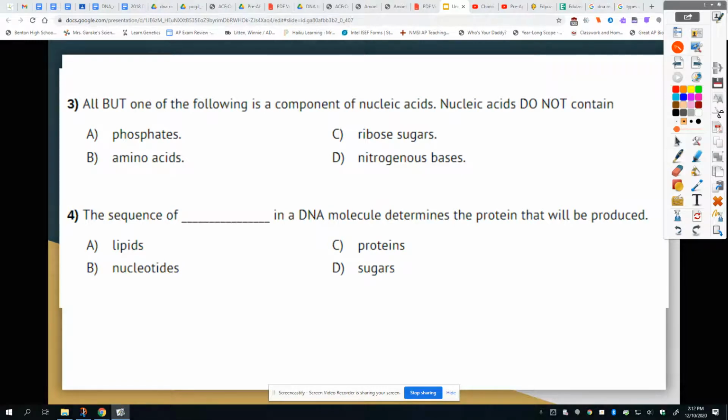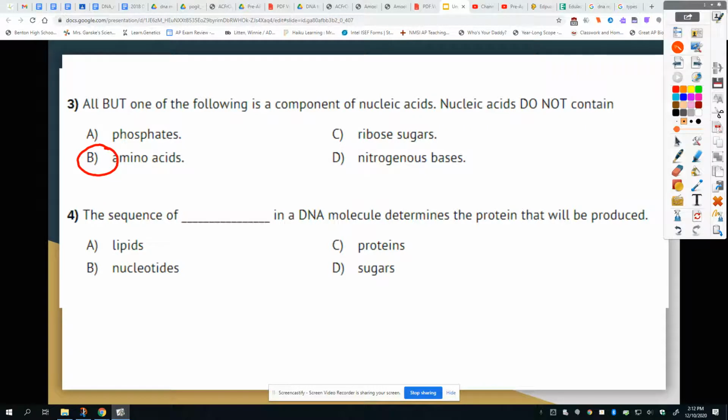Number 3, all but one of the following is a component of nucleic acids. Nucleic acids do not contain which of the following? It does not contain an amino acid. The other 3 are contained in it. Ribose is the sugar in RNA, but RNA is a nucleic acid.